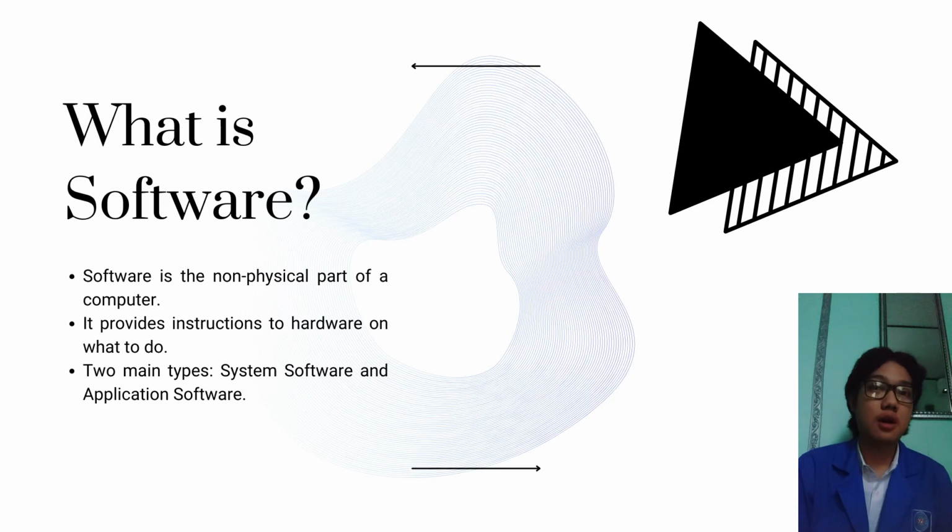Now let's move on to software. Software is the non-physical part of the computer. You can't touch it. It gives instructions to the hardware, telling it what to do. There are two main types: system software, which includes the operating system, and application software, which includes programs we use every day.